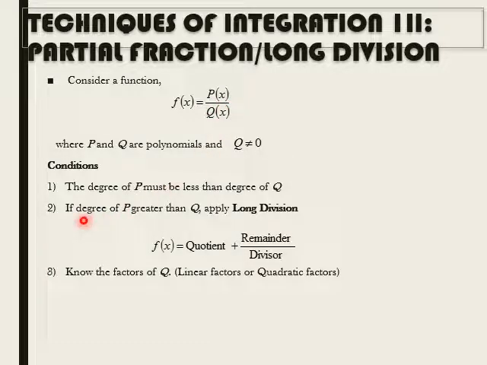The second condition: if the degree of p is greater than q, you need to apply long division. How? When we apply long division, it will be quotient plus remainder divided by the divisor. So we must know the factors of q, where it is called linear factors or quadratic factors. Then only we can write the partial fraction.